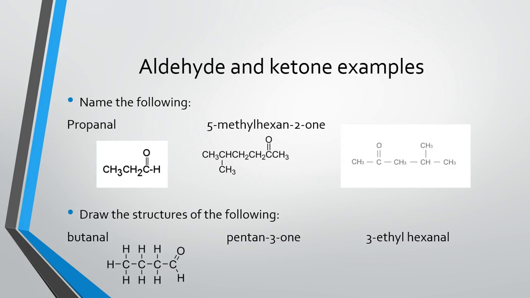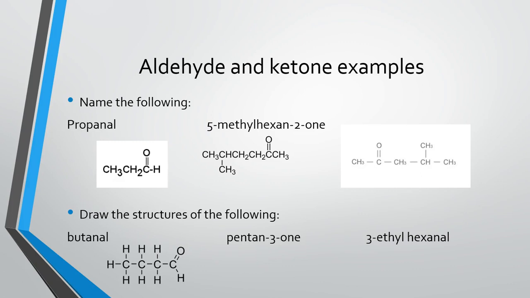So propanal, I know I need a 3-carbon chain, and I have to put the carbonyl on one end, doesn't matter which. 5-methylhexane 2-one is what I would call this. This is an example of a ketone because the carbonyl group is not on the end. I want to give that the lowest number possible, so I'm going to start numbering from the right. The longest chain is 6 carbons, so it's a hexane. And then on the 5th carbon, there's a methyl group. So I would call this 5-methylhexane 2-one.